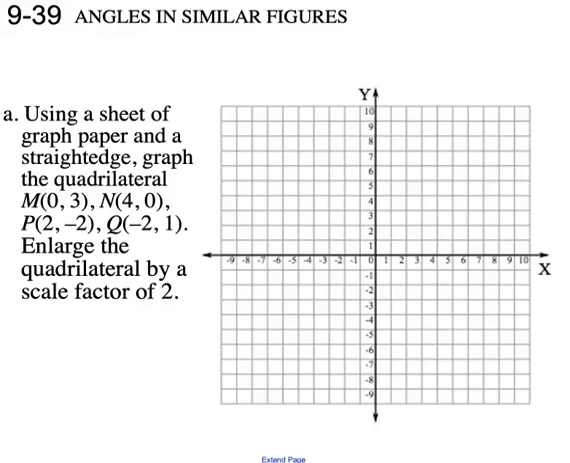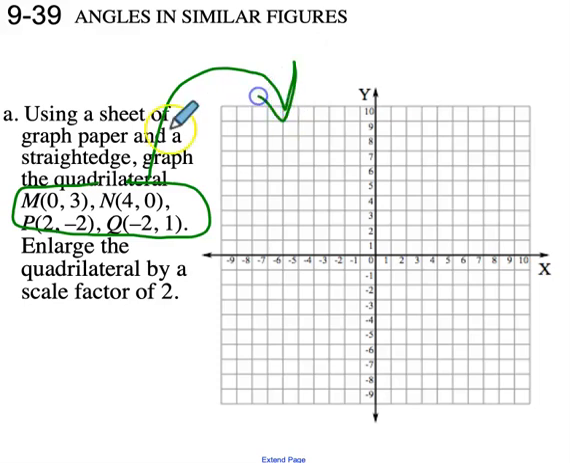So the first thing I'm looking for at 939 says using a sheet of graph paper, and you have the graph paper already in your pocket. What it wants you to do is plot these points here. So take these points, put them on your graph, and label them M, N, P, and Q. Now we're going to work a lot with M and N, so I'm going to label those, and I'm not going to label P, Q, but go ahead, label them on yours.